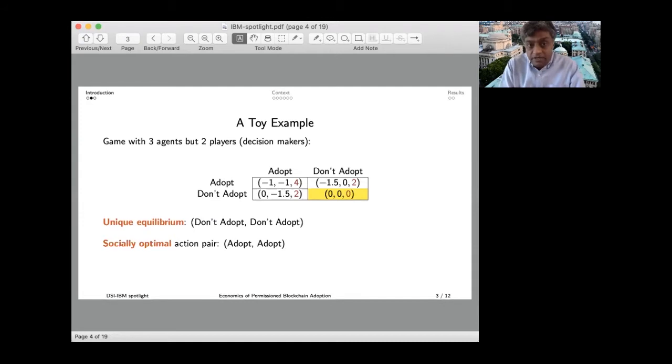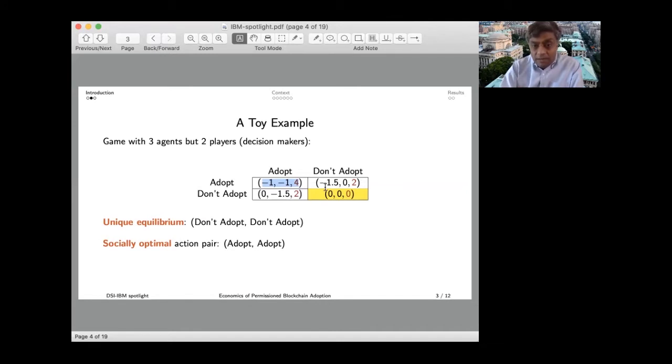There is a game where there are 3 agents, but only 2 players. The difference between an agent and a player is that an agent is an entity who is able to enjoy welfare. A player is an entity that takes decisions. So the 2 players can either adopt or not adopt the blockchain. In this setting, if they both adopt the blockchain, then you end up getting a utility of -1 and -1 for each of the 2 players, and a utility of 4 to the third agent that is not a player.